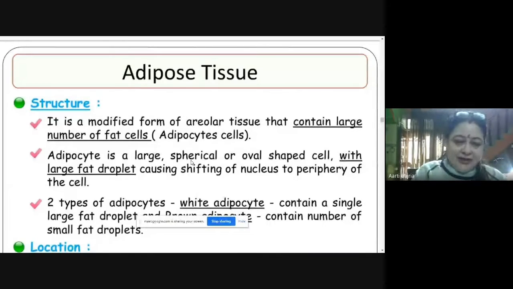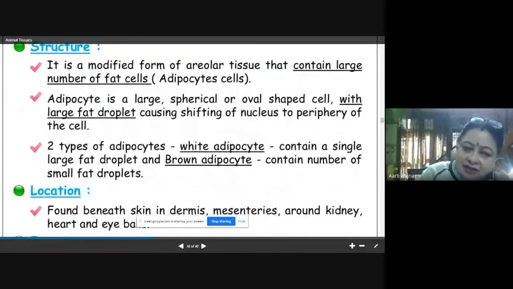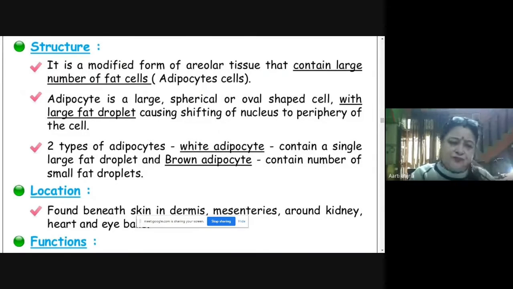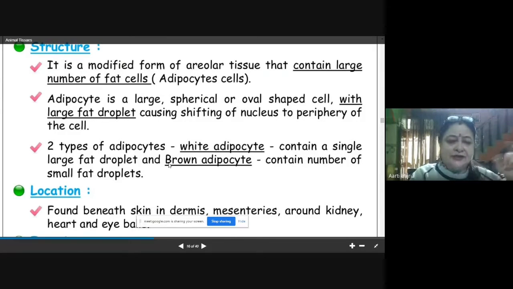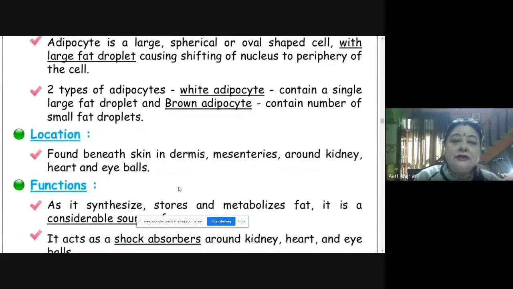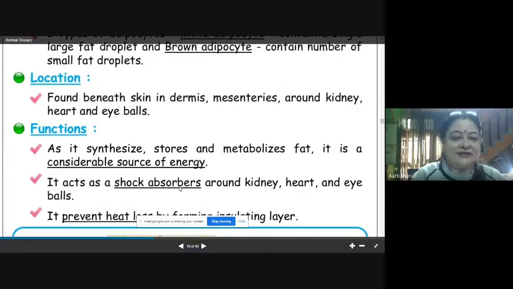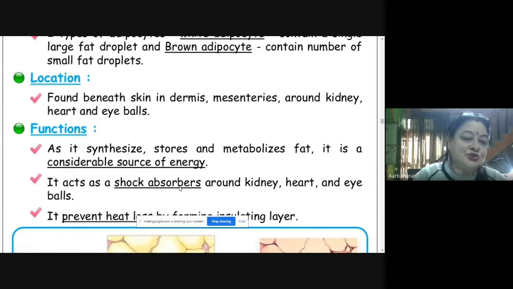Two types of adipose tissue are there, that is the adipocytes are there, white and brown. White contains one large fat droplet, whereas brown contains a number of small fat droplets. And where is it present? It is present beneath the skin in dermis, mesenteries, around kidney, heart and eyeballs. What is its function? It synthesizes, stores and metabolizes fat. It is a considerable source of energy.